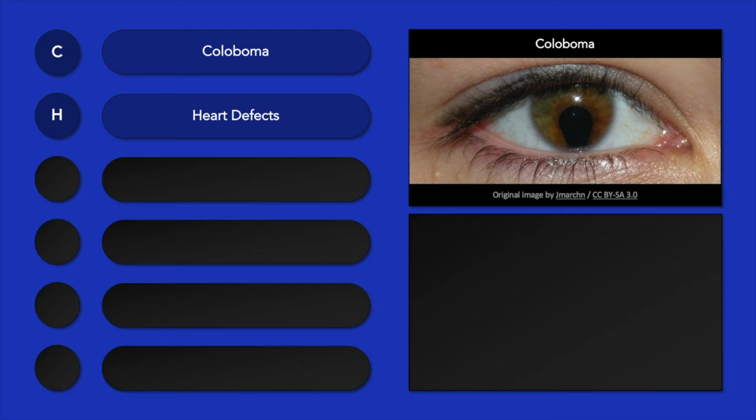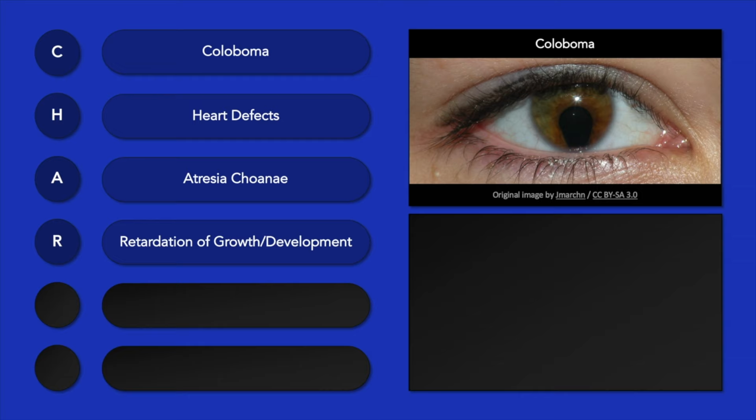A stands for atresia choanae, in which one or both nasal passages are completely blocked. In less severe forms, the nasal passage may only be narrowed, which is referred to as choanal stenosis. R stands for retardation of growth and development. G stands for genital and urinary abnormalities, such as duplex kidneys, renal agenesis or hypoplasia, hypogonadism, cryptorchidism, and hypospadias.